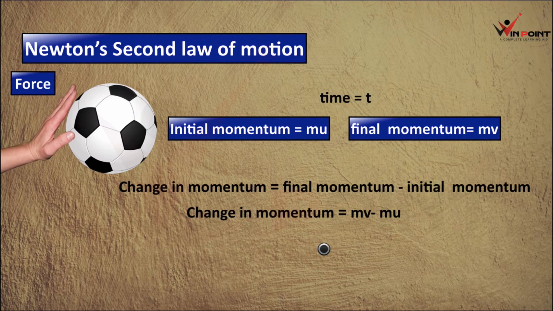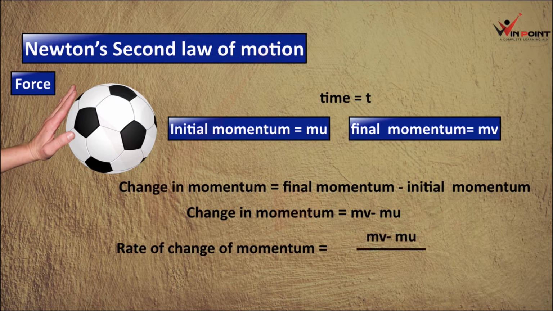What do you mean by rate of change of momentum? How can we find rate? Rate is related to time. When we divide this change in momentum by time, then we will get the rate of change of momentum. The rate of change of momentum will be equal to (mv minus mu) by t. Now it is the rate of change of momentum.